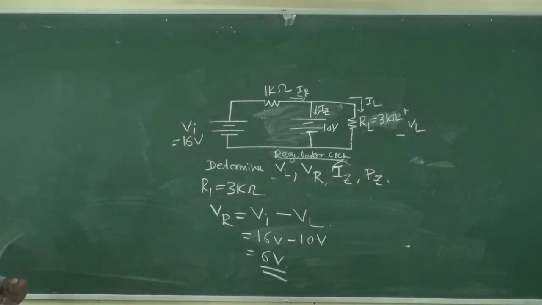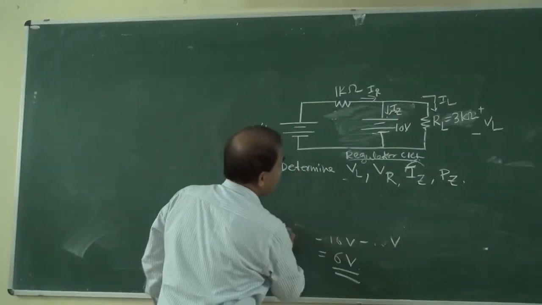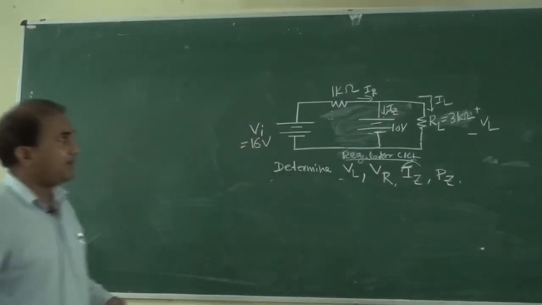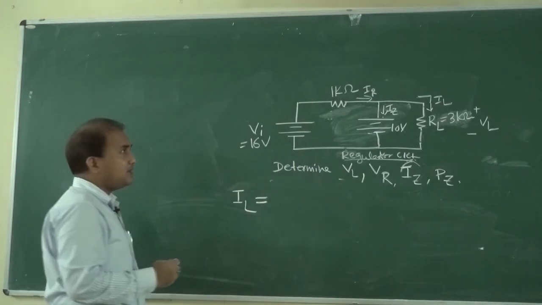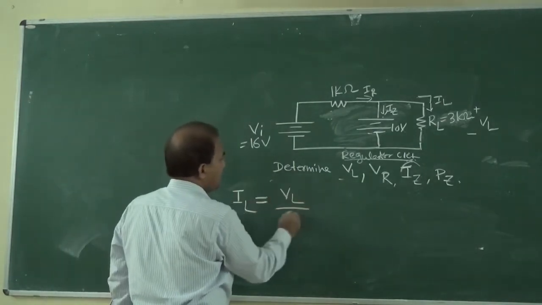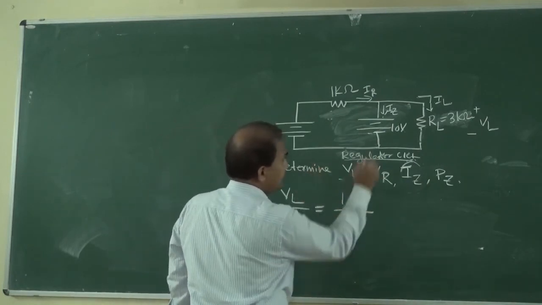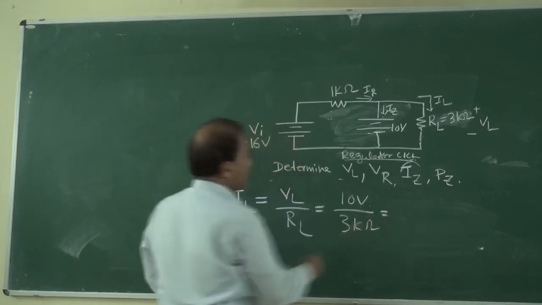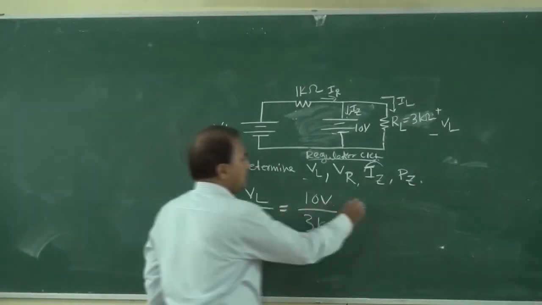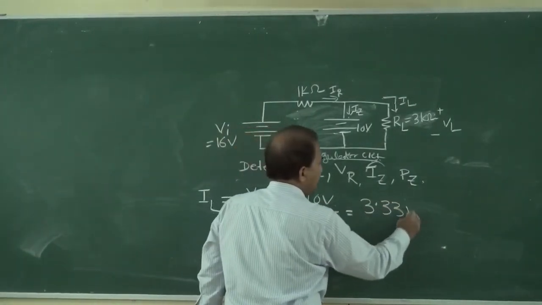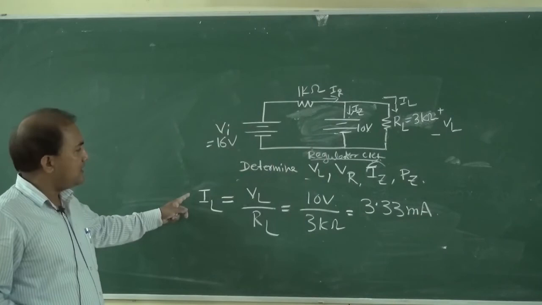Then third is how to calculate Iz. Third one is we have to determine Iz and IL. Okay. So first of all, we can calculate IL. IL is equal to VL divided by RL. So VL is 10 volt, RL is 3 kilo ohm. Okay, 10 volt divided by 3 kilo ohm is equal to 3.33 milliampere. So in this way we can determine IL.